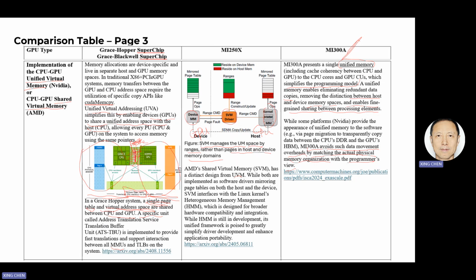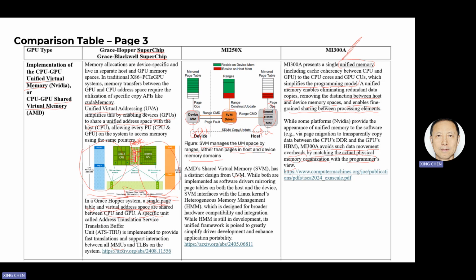You don't need to care about DDR or HBM, because here you have only HBM. You have only one unified physical memory. You have only one unified virtual address space. You have only one page table for the virtual to physical address translation. So that has been simplified.